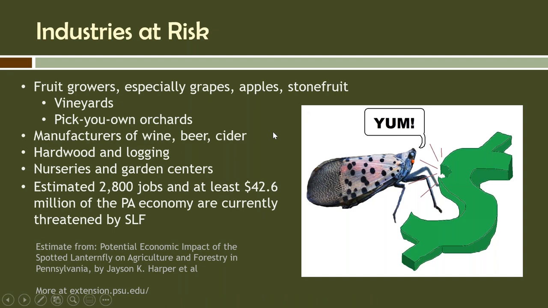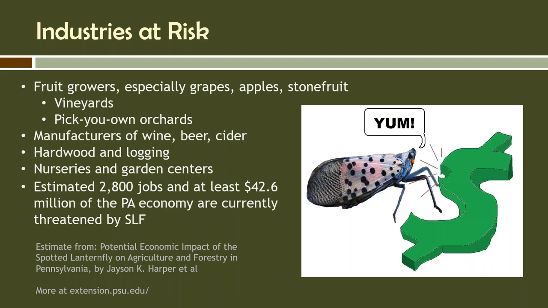Again, though, because lanternfly goes after a lot of different plants, not just tree of heaven, there's a lot of different industries and parts of the economy that are at risk. You think back to that video of the lanternfly swarming all of those trees, and you can think of all the different things that are threatened by lanternfly. Fruit growers, especially the grape, the apple, the stone fruit industry are all at risk. This would include vineyards and pick your own apple orchards, which we have a lot of in Massachusetts.